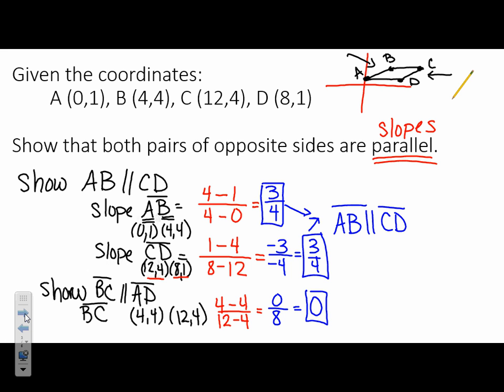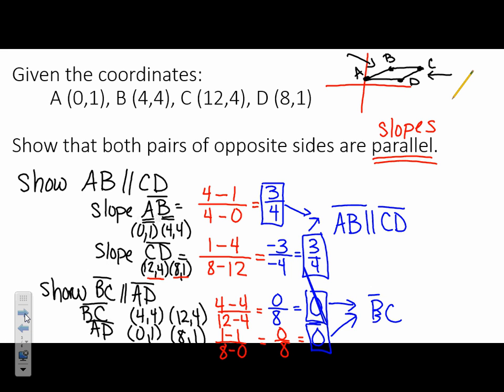And then we'll go ahead and do the same thing for A to D. AD, I'm going to write my points right there so I remember who's first and who's second. And we're going to set up the formula. Y from the second point minus y from the first point, x from the second point minus x from the first point, 0 divided by 8 again, still 0. So I have now shown, because those two slopes are the same, that BC is parallel to AD.